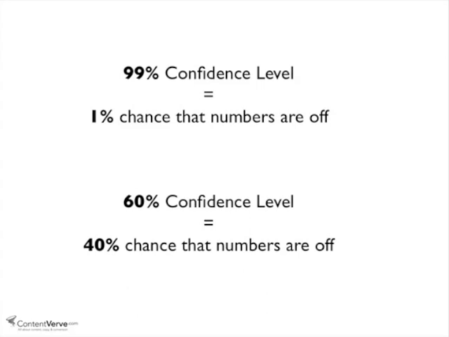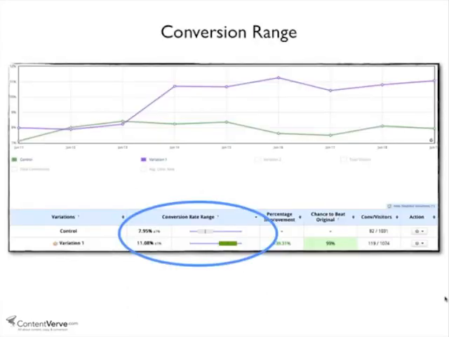Confidence level is by far the most commonly used and known factor, and it is an extremely important factor, but it is in no way enough to guarantee reliable results. You need to look at the other factors as well. So let's move on to conversion range. Conversion range is a bit more complicated, but I'll try to explain it as simply as possible.